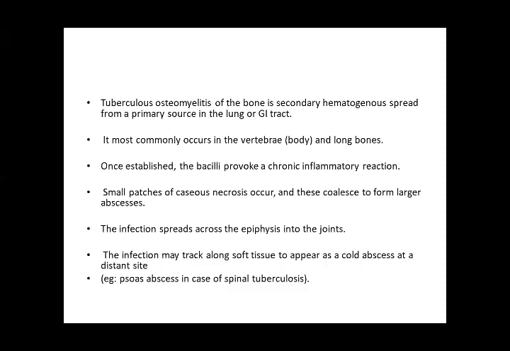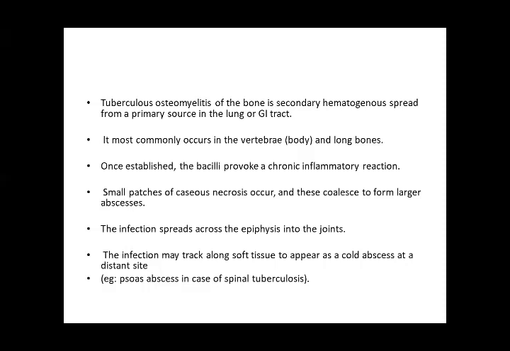So osteomyelitis because of tuberculosis may be secondary to a focus in the lung or gastrointestinal tract. Most commonly vertebral bodies are involved, but long bones can be too. Once established, bacteria provoke chronic inflammatory reactions. Small patches of caseous necrosis are formed and they become abscesses, and these abscesses are called cold abscesses. The infection spreads across the epiphysis to joints, and the inflammation may track along the soft tissues to appear as a cold abscess at a distant site.